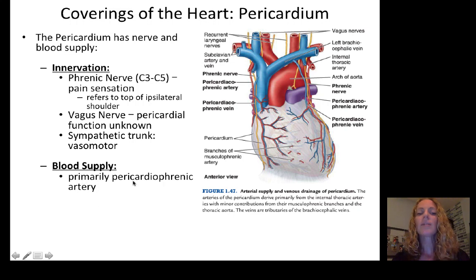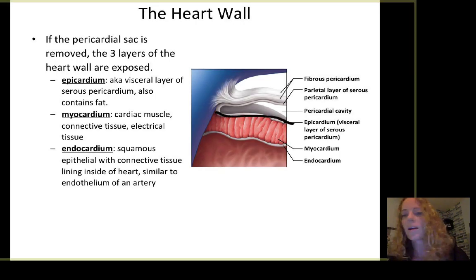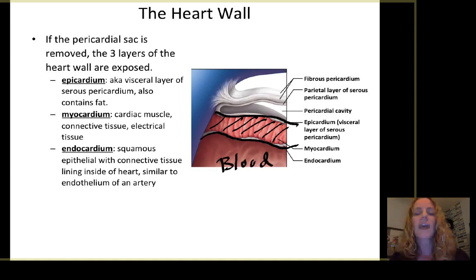The blood supply is primarily from the pericardiophrenic artery, and those are shown here in this diagram, which are lying next to the phrenic nerve. So below the pericardial sac, starting with the epicardium, we are now on the heart wall. So below the epicardium, we will then have the heart muscle, or the myocardium. That's cardiac muscle tissue, a specialized tissue for the heart. And then before you get to the inner chambers of the heart, where the blood will pass through, we have the endocardium.